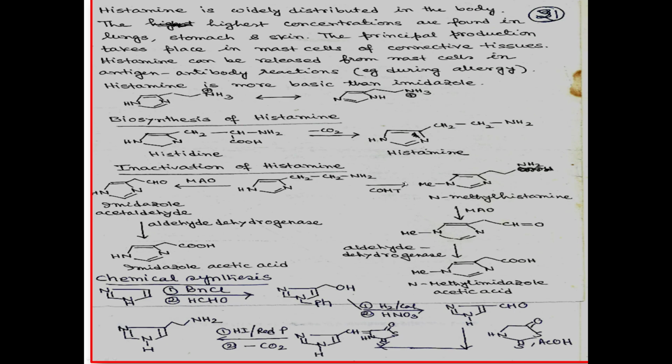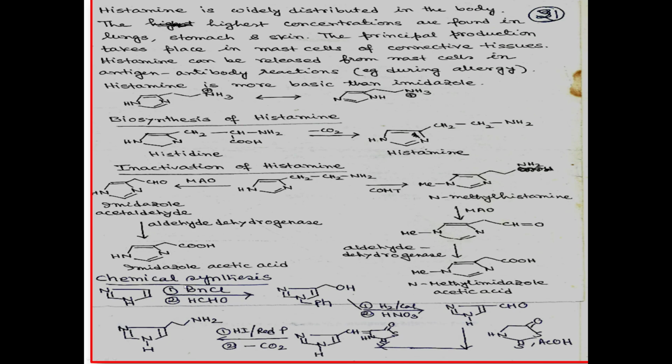Now in the reverse direction, if it is COMT. COMT means catechol-O-methyltransferase, but this is a non-specific enzyme. So what happens now? It is not only catechol; on this imidazole ring also, NH becomes NMe, and when monoamine oxidase comes, the side chain CH2NH2 gets converted into CH2CHO. Aldehyde dehydrogenase then oxidizes the aldehyde to give carboxylic acid. So we get N-methyl imidazole acetic acid. So there are two inactive forms of histamine. One is imidazole acetic acid, another one is N-methyl imidazole acetic acid.